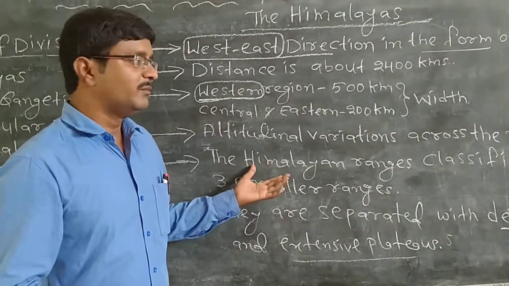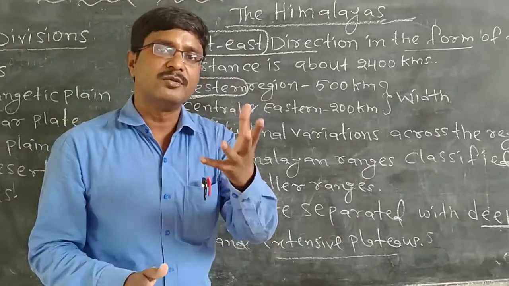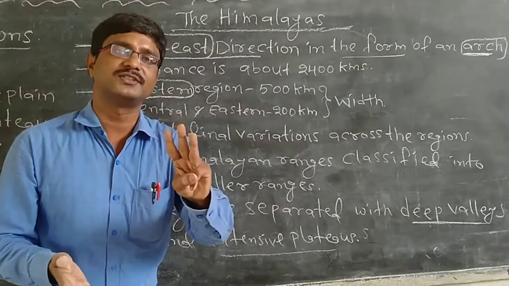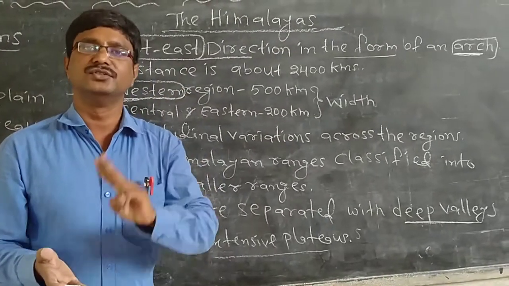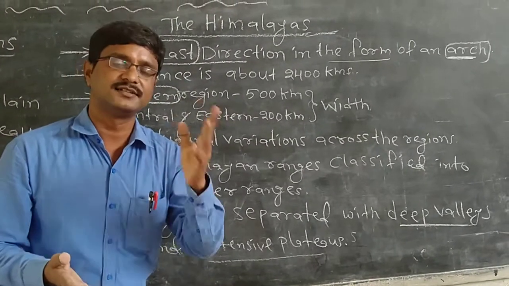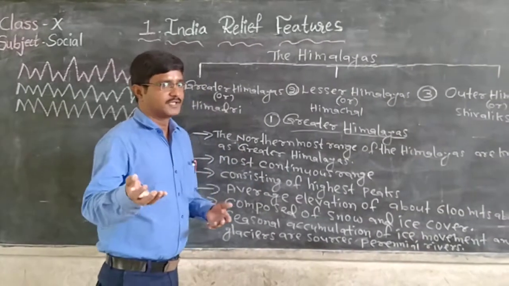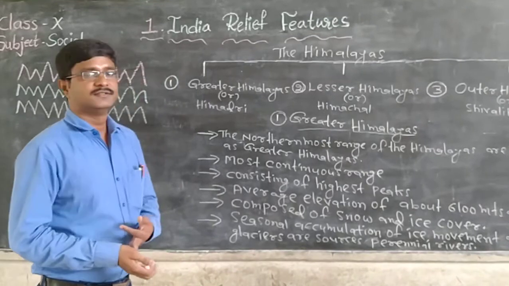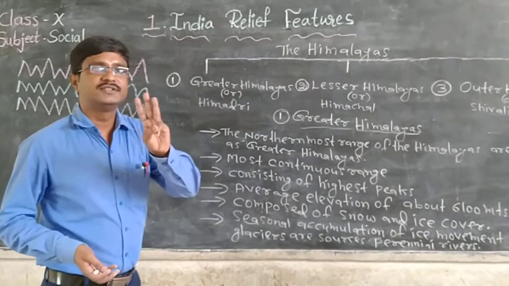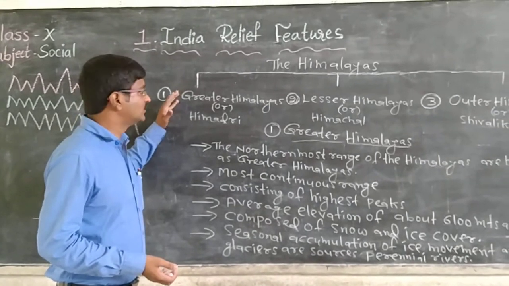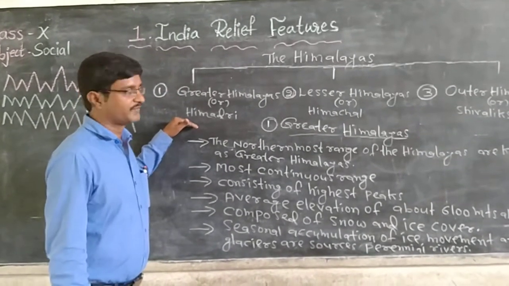So now tell me, Himalayan ranges are classified into how many types? Three types or three ranges. Do you know what the three ranges are? Let us learn. The Himalayan ranges are classified into three ranges. One is Greater Himalayas or Himadri.